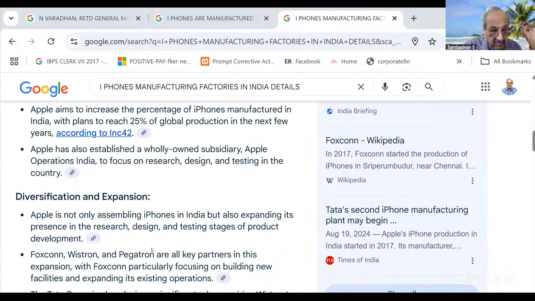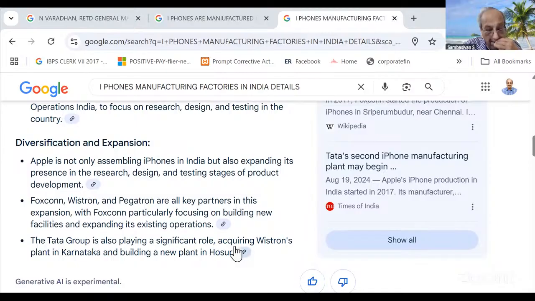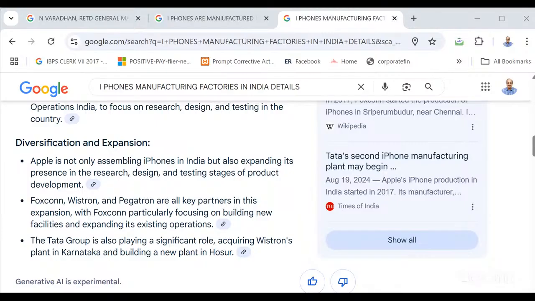Apple has also established a wholly owned subsidiary, Apple Operations India, to focus on research, design, and testing in the country. Diversification and expansion: Apple is not only assembling iPhones in India but also expanding its presence in the research, design, and testing stages of product development. Foxconn, Wistron, and Pegatron are all key partners in this expansion, with Foxconn particularly focusing on building new facilities and expanding its existing operations. The Tata Group is also playing a significant role, acquiring Wistron's plant in Karnataka and building a new plant in Hosur.